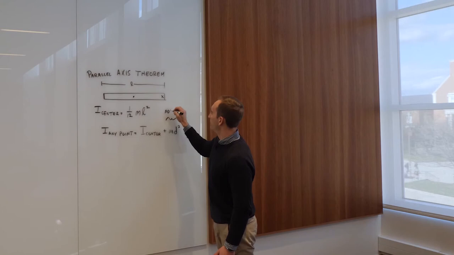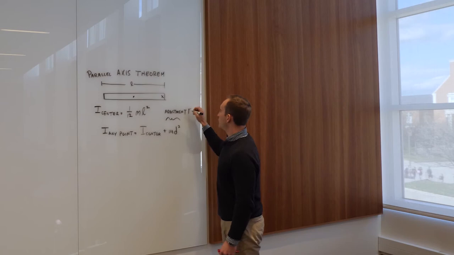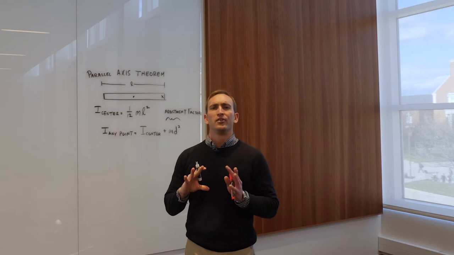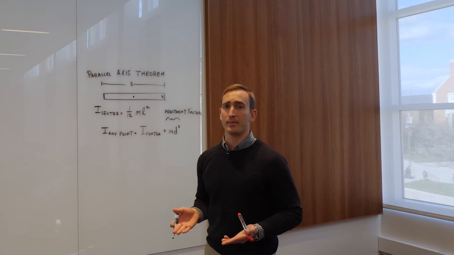And basically what this just means is as I go away from the center of the shape, it's going to get harder. So I have to add in kind of an adjustment factor here to account for the added difficulty of rotating that shape about a point that's not its center of mass.